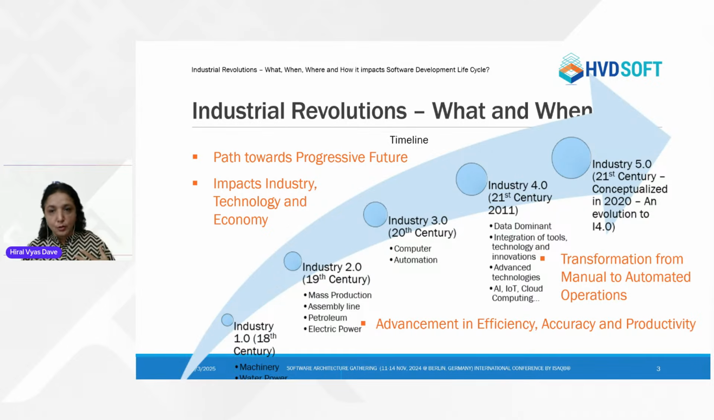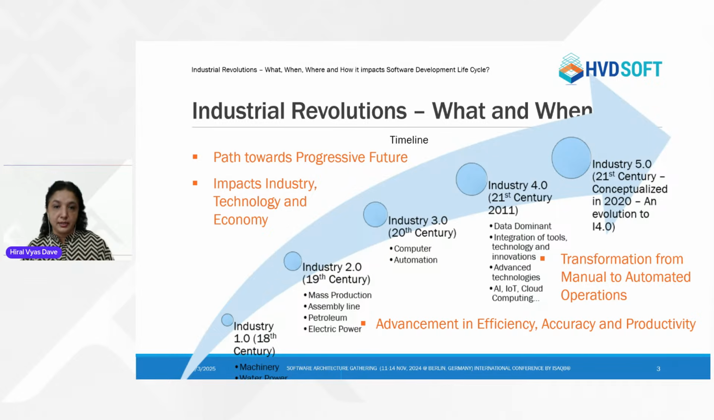Till then, we were good as software professionals because we were not there in the scenario. But when it came to Industry 3.0, the world was introduced to computers and the internet, and certainly we started moving towards automation. So from the third generation, Industry 3.0, from the 20th century, we are very much there for all these revolutions, and we are being impacted as well.